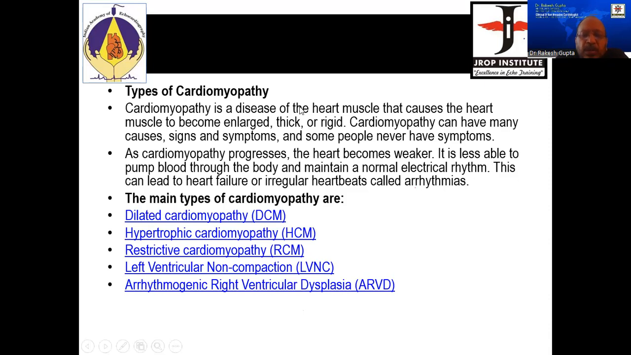What do these diseases cause? This is a disease of heart muscle that causes heart muscles to become enlarged, thick, or rigid. Here is enlargement, here is thickness in hypertrophy, and here is rigidity in restrictive cardiomyopathy. They can have many causes, signs, and symptoms, and some people never have symptoms. As cardiomyopathy progresses over a period of time, the heart becomes weaker and weaker. It is less able to pump blood through the body and maintain normal electrical rhythms. This can lead to heart failure or arrhythmias. Either of these two things can happen over a period of time.